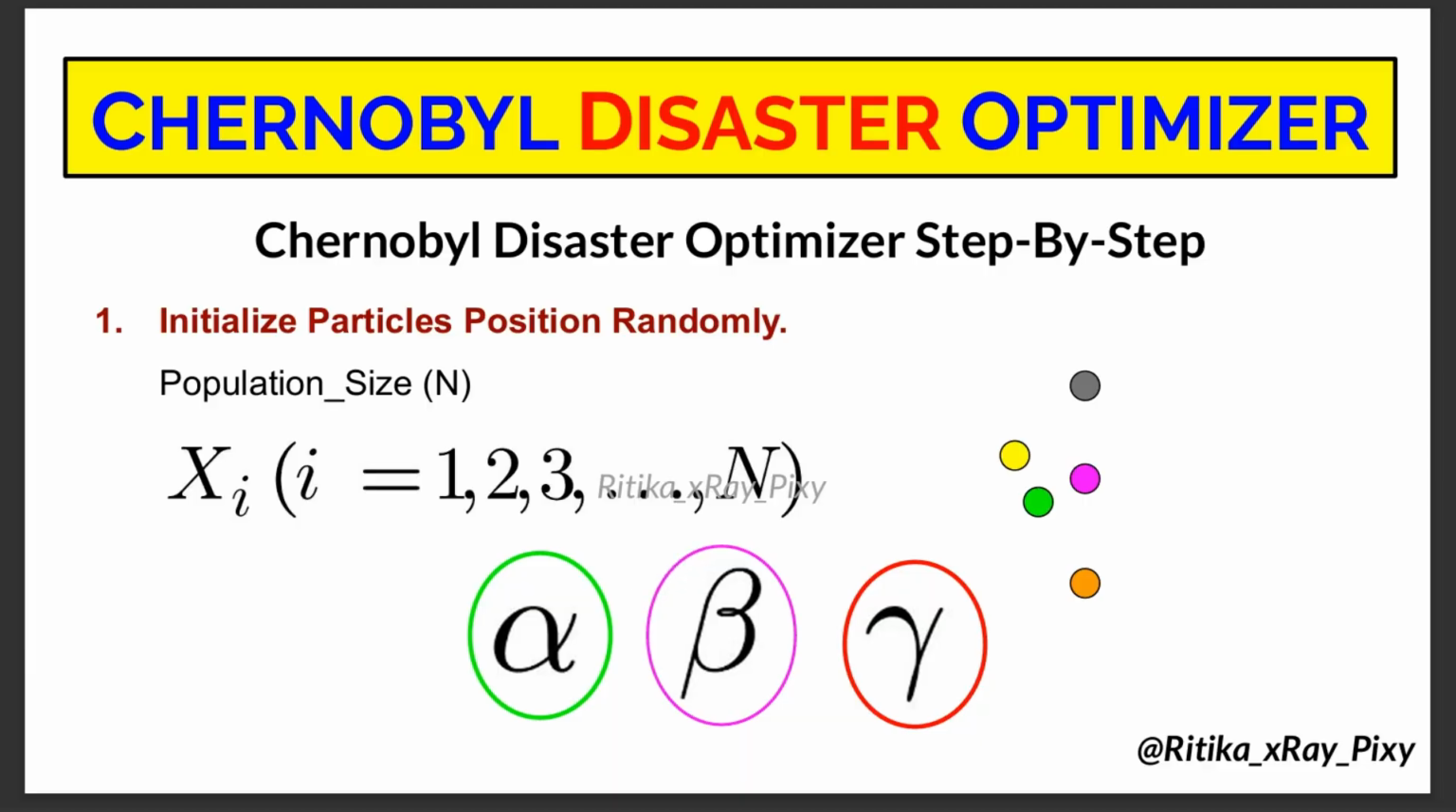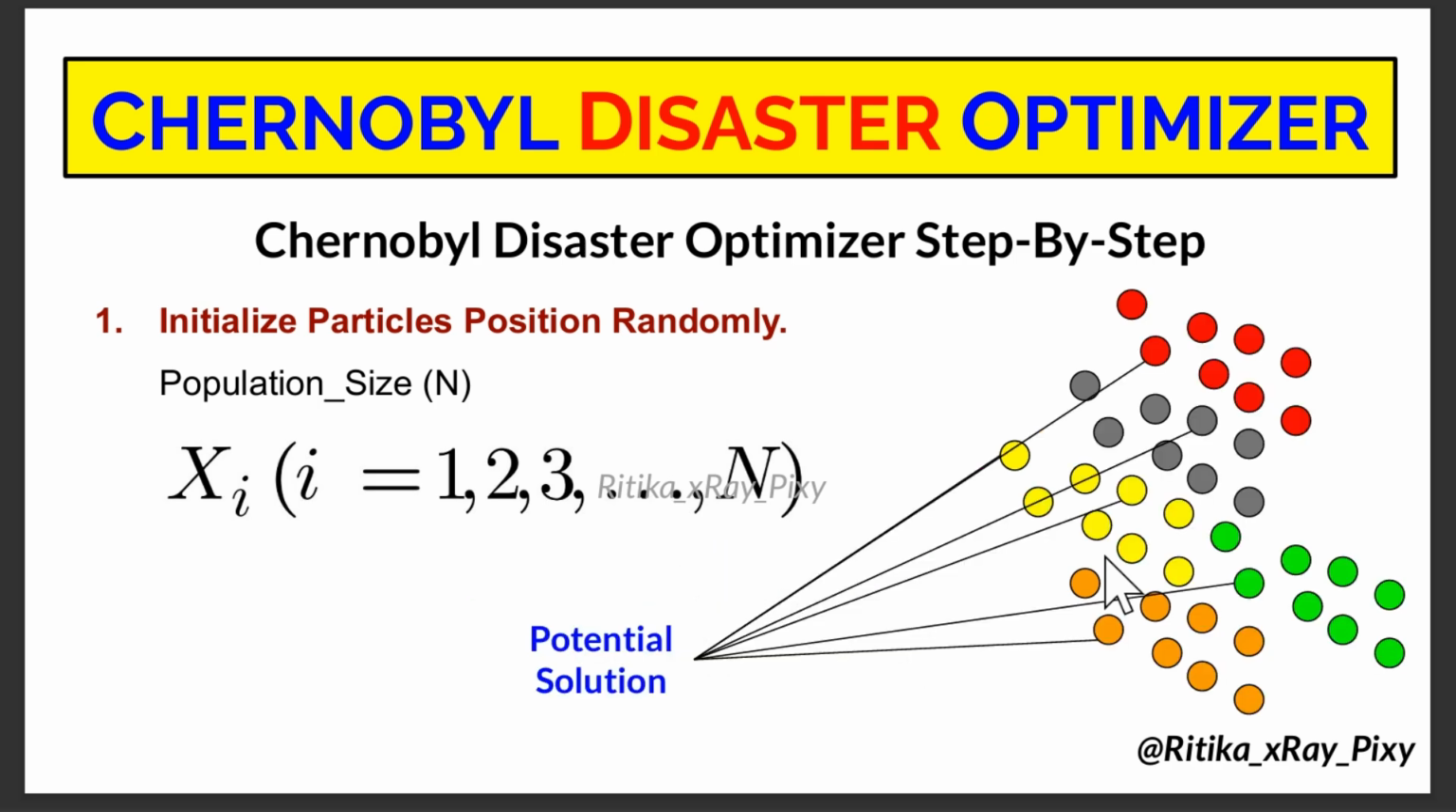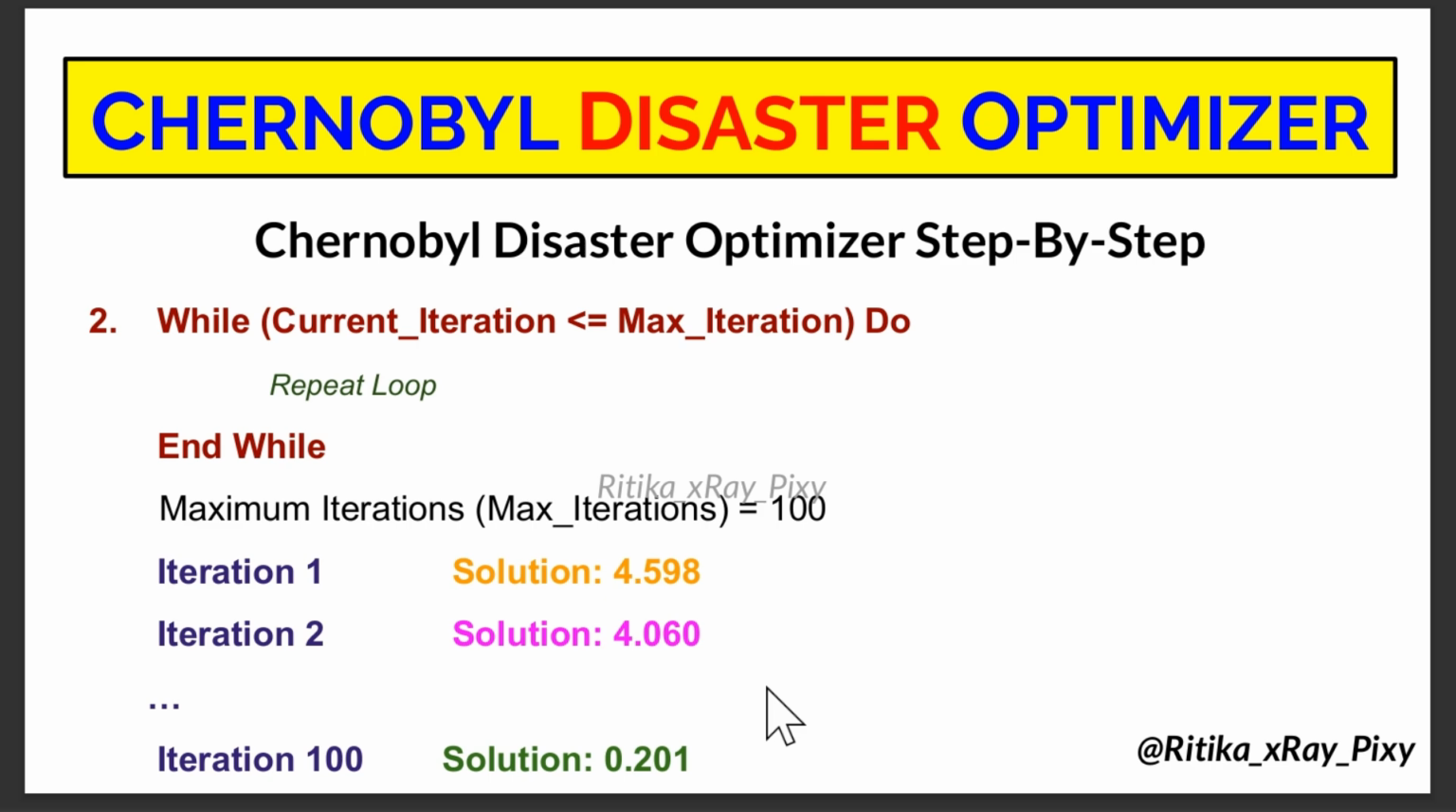Step 1, we will initialize the particles. First we will create a group of particles, alpha, beta and gamma, with random positions in the search space. Each particle represents a potential solution to the optimization problem. Step 2, we will repeat the loop until the condition is satisfied: current iteration less than or equal to maximum iteration. So we run this algorithm in a loop until the stopping condition is met, that is reaching the maximum number of iterations.